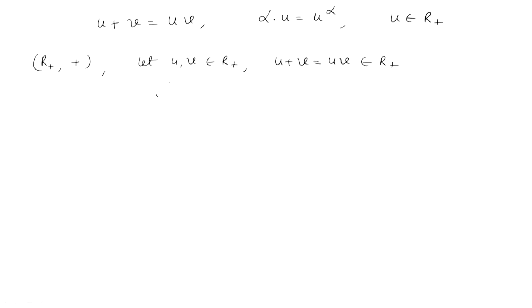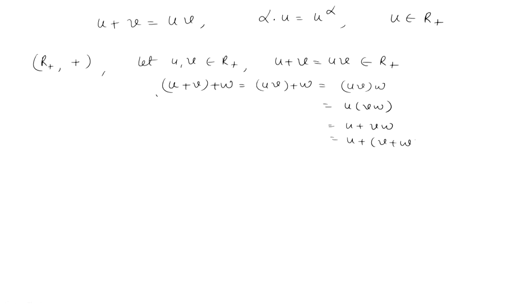Next is associative. If you take u plus v plus w, which equals u v plus w, this plus will again multiply, and u v into w can be written as u into v w, because multiplication satisfies the associative property, and this is u plus v w, and this is u plus v plus w. So, that means the associative property holds with respect to addition.